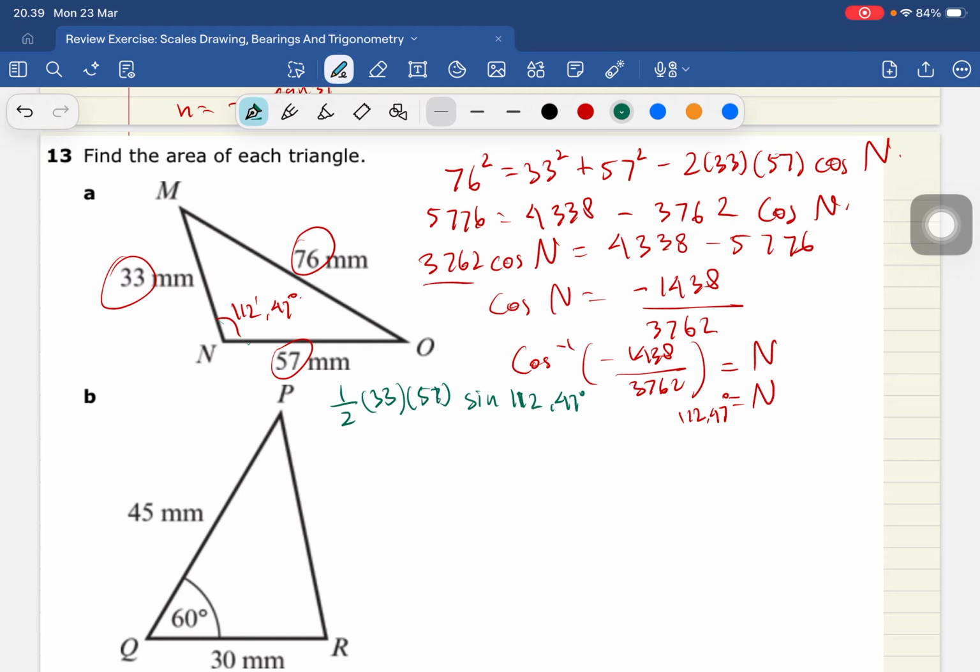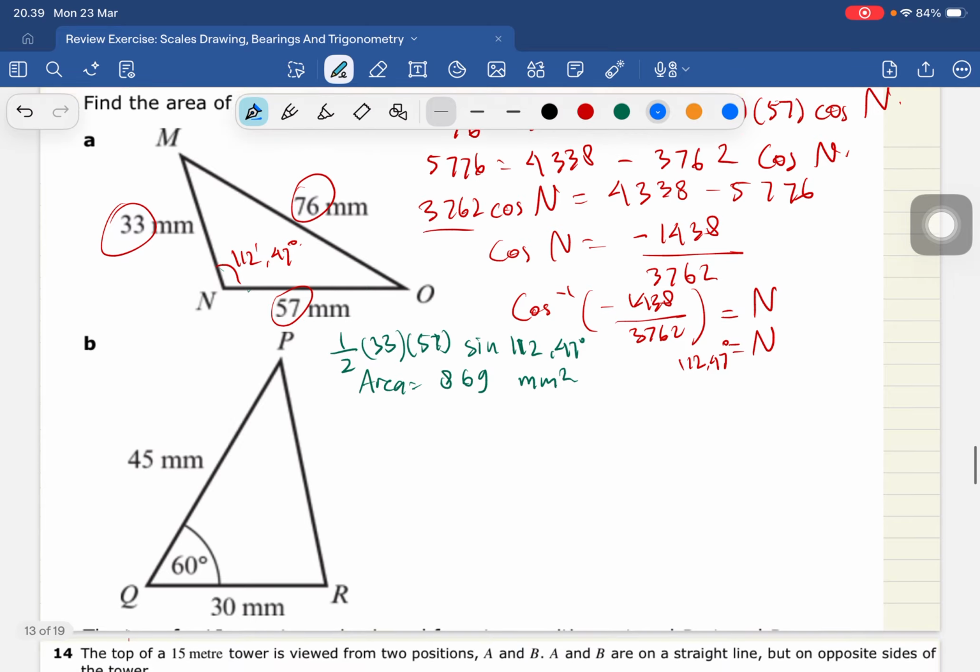So 1 over 2, we multiply with 33, multiplied again with 57, multiplied with the sin of 112.47. Use a calculator. Then you will find the area of 896. This is millimeter square.